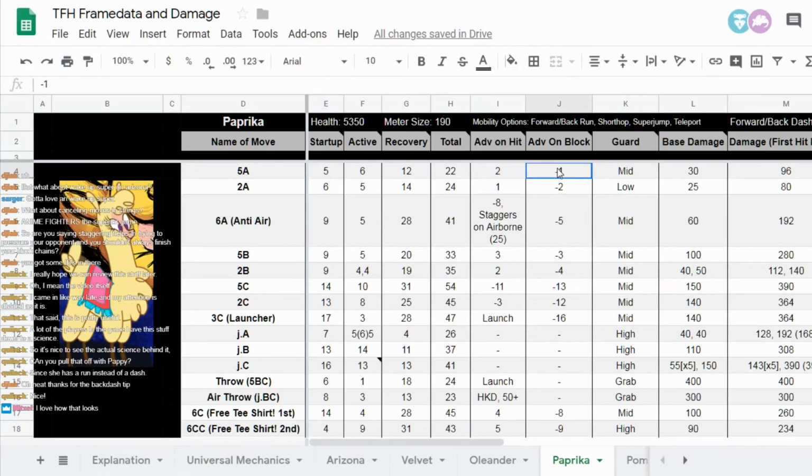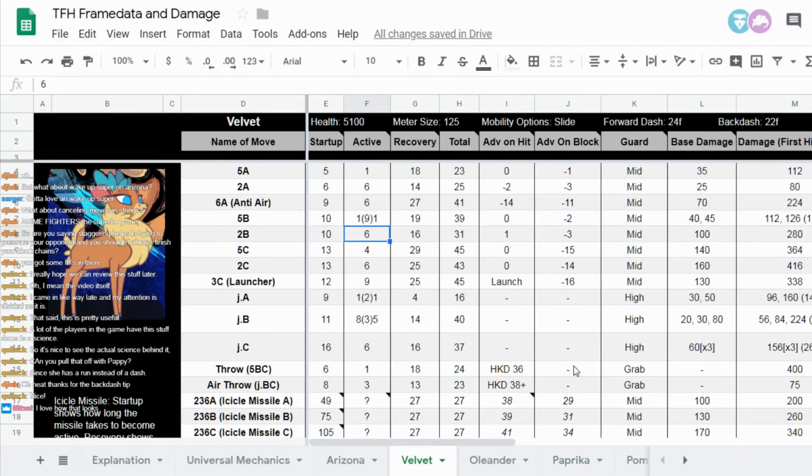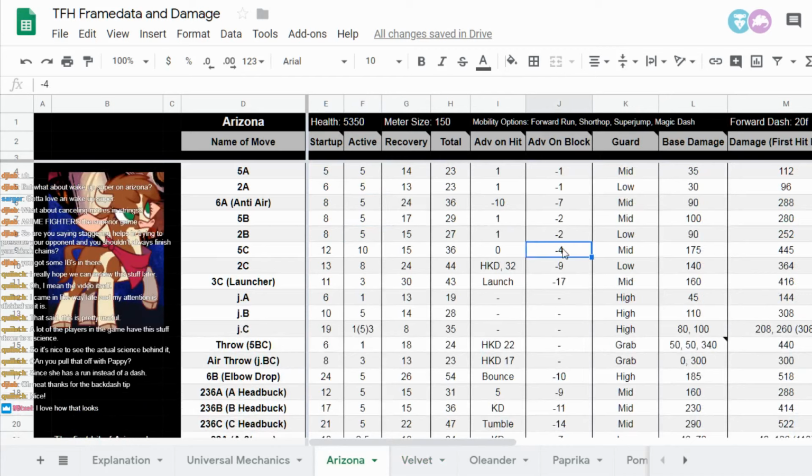-1 is really safe to reset pressure with. -4 is almost unsafe. It's borderline unsafe. And then at that point, you have to do more risky stuff. Arizona has really good frame data for this sort of mix-up. She excels up close. If you know anything about her, she's really good up close. And that's because she can reset pressure off of 5 different normals, all of which move her slightly closer and lead to pretty good damage if she gets a hit. So she can reset pressure at any one of these and then also frame trap from them.